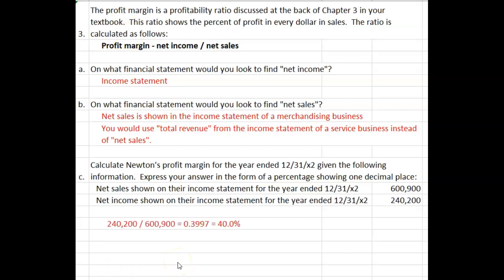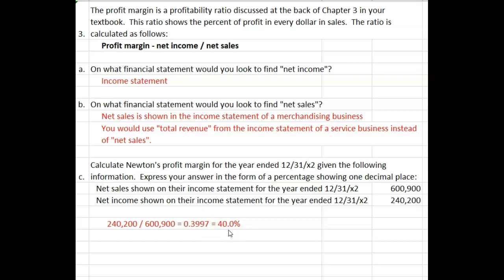Did you get 40%? $240,200 of net income divided by $600,900 of net sales equals 0.3997. Move the decimal over 2 places to the right, and you have 39.97%. And how do you round that? That 7 forces that 9 up, which in turn forces that 9 up, so it rounds to 40%.